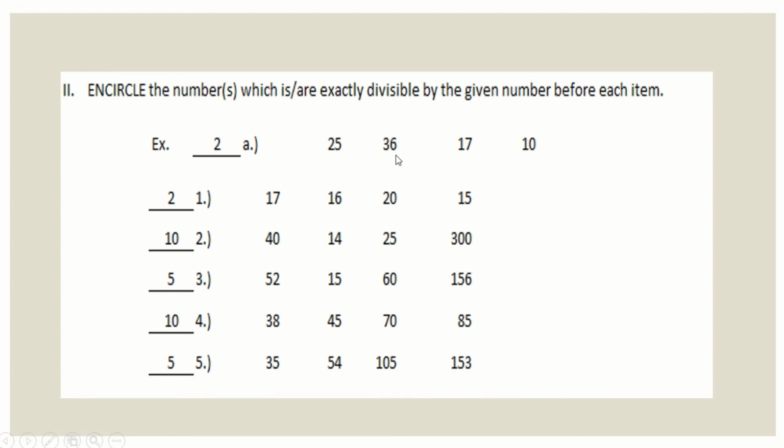How about 36? It's an even number, so yes. 17? No. How about 10? It ends with 0, so yes, it's divisible by 2. So there are two numbers which are divisible by 2 in letter A. So from 1 to 5, you may have 1 or 2 or 3 numbers that you can encircle. So number 1, divisible by 2. Are all of them divisible? Are two of them? Three or 4? Remember, if you are missing a circle, you are wrong. So you have to analyze all the numbers.